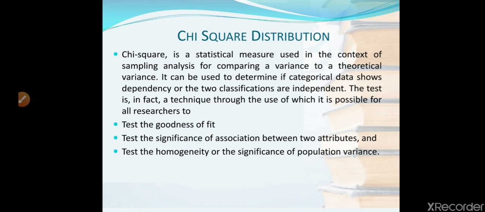So chi-square is a statistical measure used in the context of sampling analysis for comparing a variance to a theoretical variance. Chi-square distribution is also used to test the goodness of fit, test the significance of association between two attributes, and test the homogeneity or the significance of population variance.